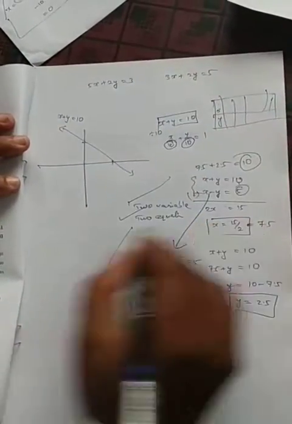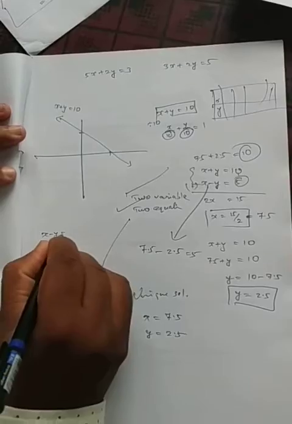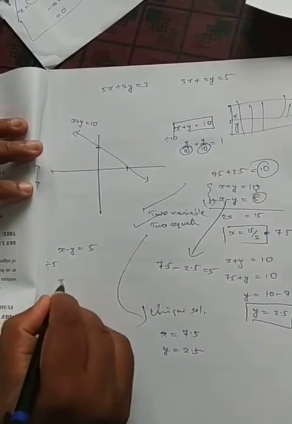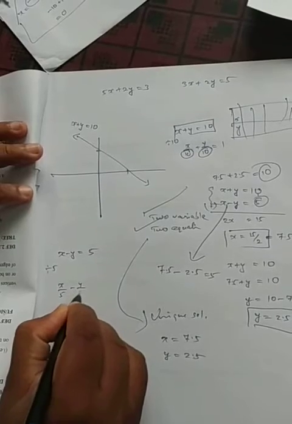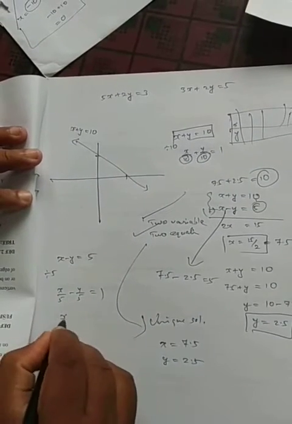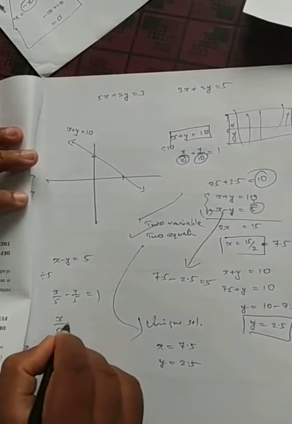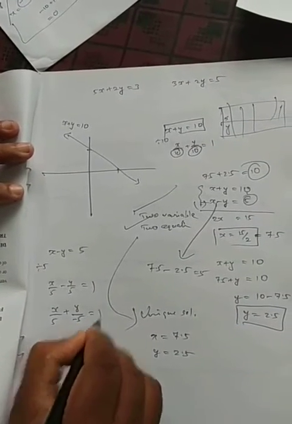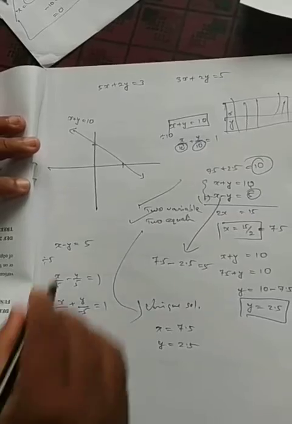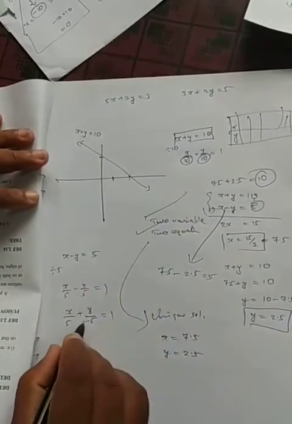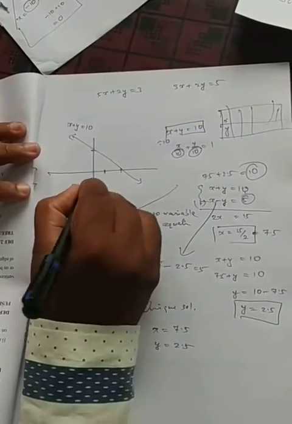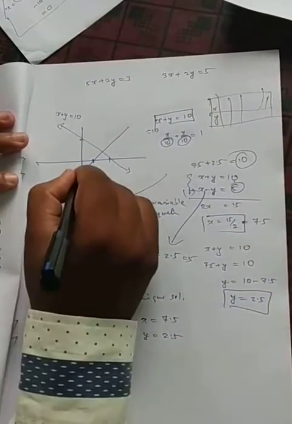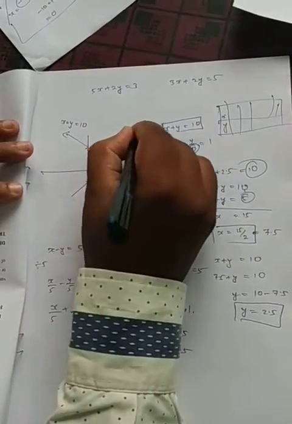Another equation we have is x minus y equals 5. So I am dividing by 5. What will I get? x by 5 minus y by 5 equals 1. Minus should not be there, so I am writing plus y with the minus in the denominator: y by minus 5 equals 1. You can see here x is 5, and here y is minus 5, it will come down. So if you draw the line, it goes like this. So this is nothing but x minus y equals 5.